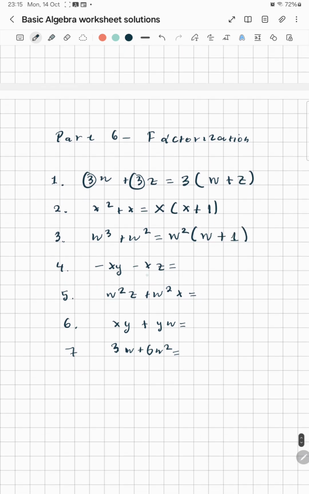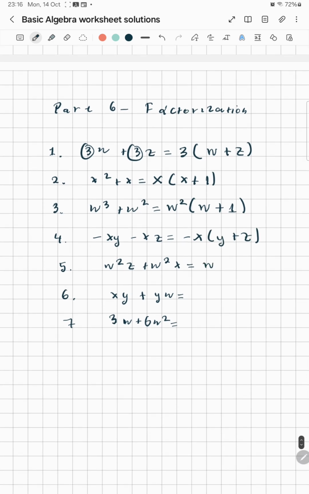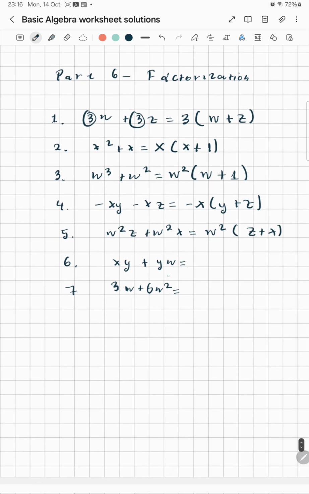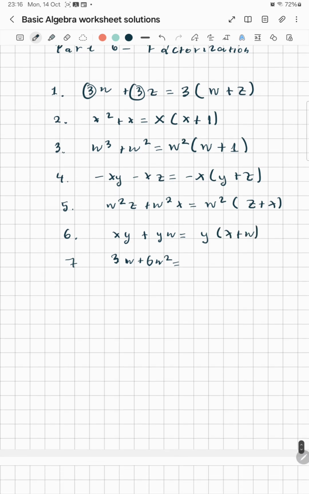The number 4, we take the minus x outside, and we have y plus z. Number 5, we take w squared outside, and we have z plus x. Number 6, we take the y common factor, and we have x plus w. And number 7, we take 3w, and inside the brackets we have 1 plus 2w.